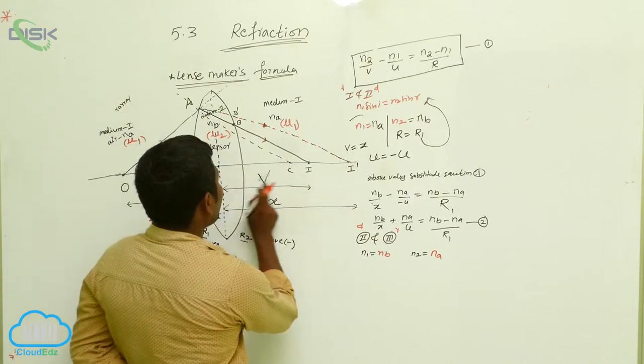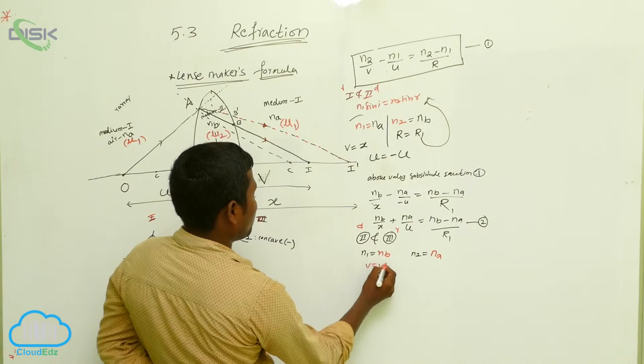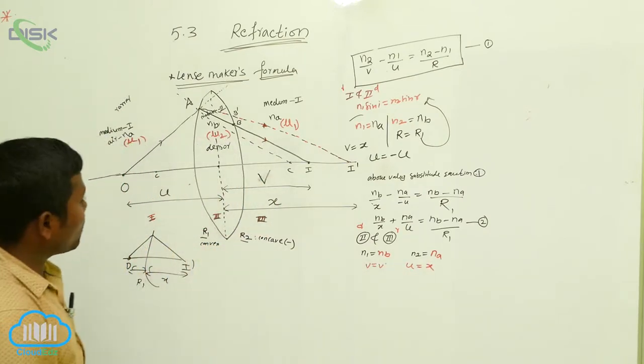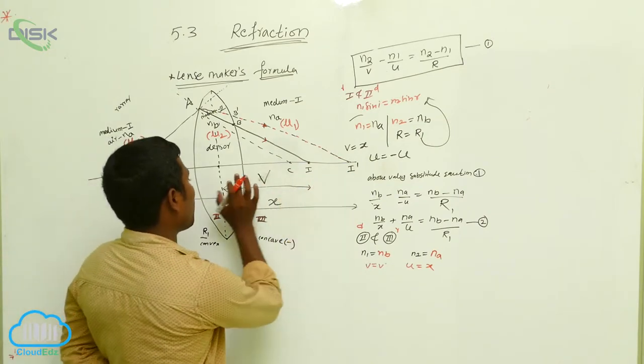V is equal to how much here? V at this point, V is equal to V only. U is equal to how much? X. V is equal to V only. U is equal to how much? X. Why? Because this is the object.